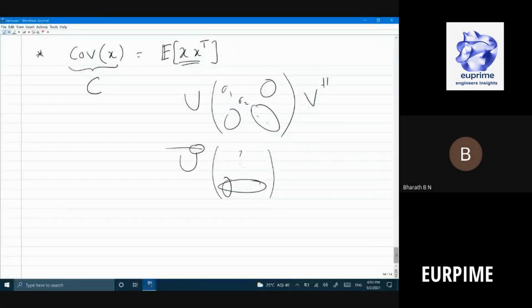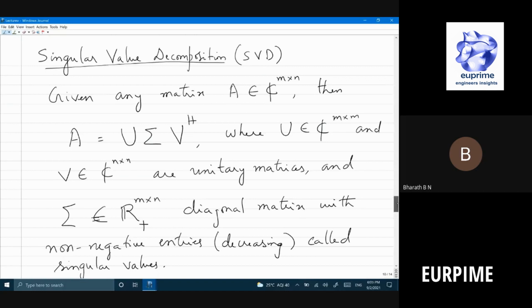Okay, so let's start with a quick review of what we did in the last class. Let's start with the singular value decomposition.